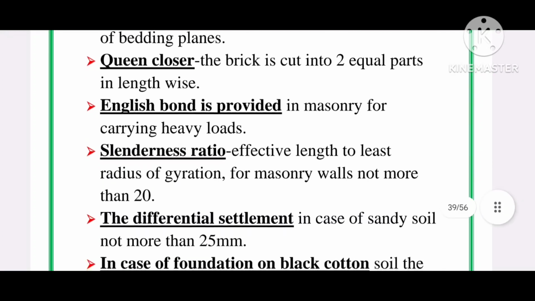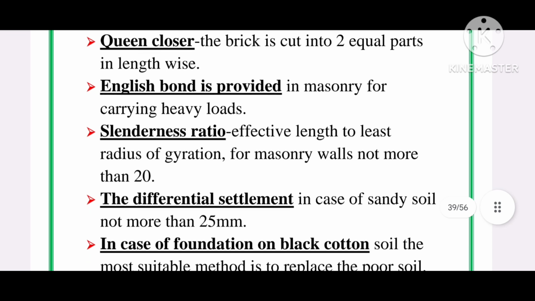Next, English bond is provided in masonry for carrying heavy loads. Slenderness ratio is the effective length to least radius of gyration, and for masonry walls it is not more than 20.